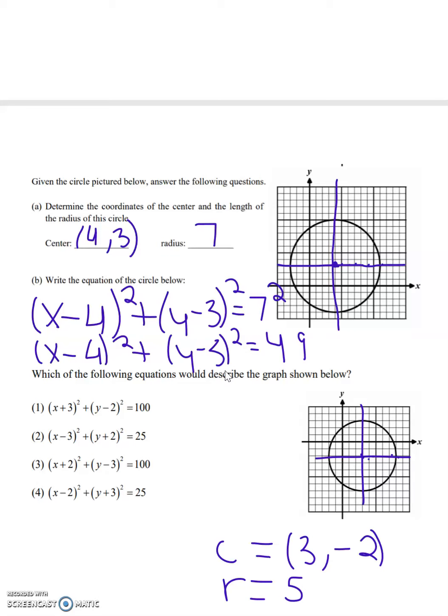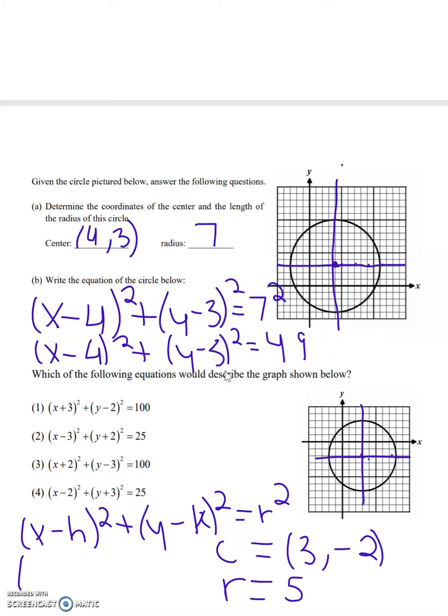So if we're plugging these in, and we're looking at our choices here, trying to eliminate our choices. So we know 3 has to be plugged in for h, and -2 has to be plugged in for k. So remember our equation is x minus h squared plus y minus k squared equals r squared. So if you can't tell what the answer is just by looking at the choices, just take what you have and plug it in and see if your answer matches any of the other answers.